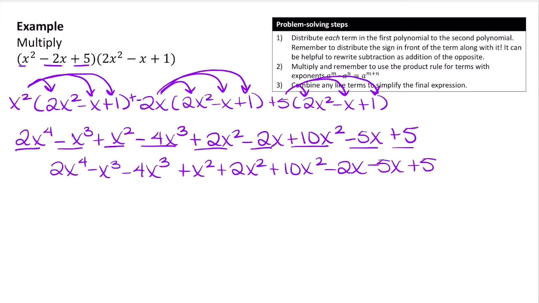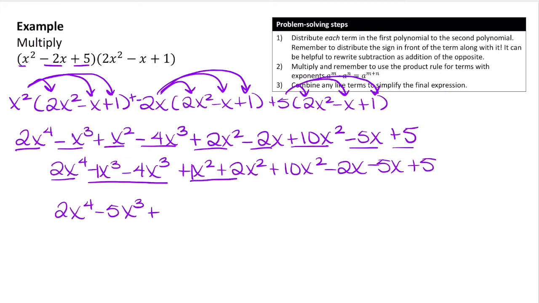So now let's go ahead and simplify this. The 2x to the 4th is just going to stay alone. Minus x cubed, that's a minus 1 basically. And then we have minus 1 minus 4, so minus 5x cubed.